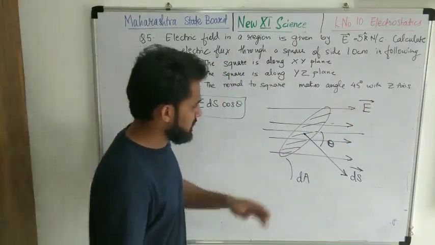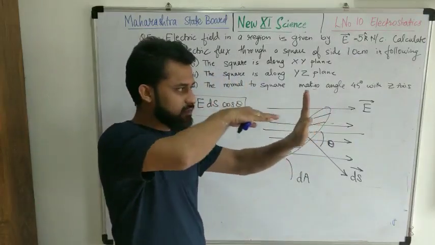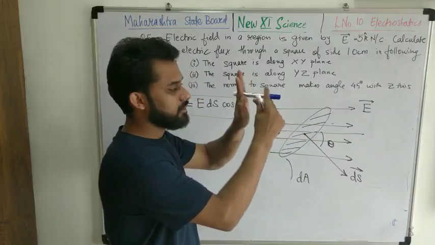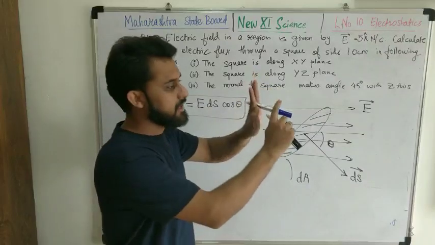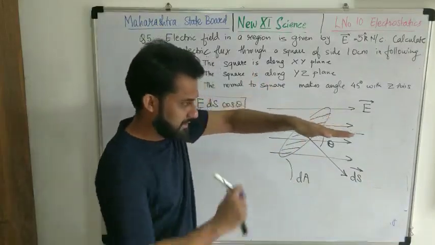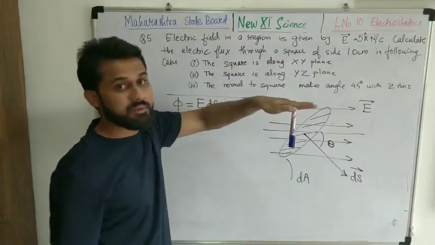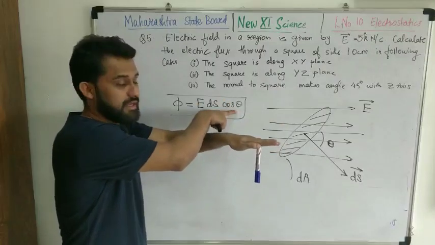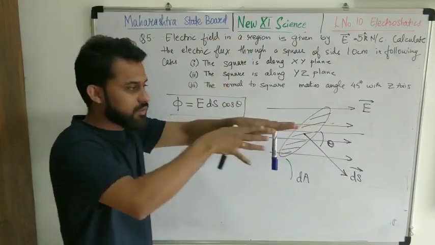So if the area vector is perpendicular to the area, passing right through it, then the area vector and electric field will be parallel. If the whole area is parallel to the field, then the area vector will be perpendicular. And when the area vector is perpendicular, cos of 90 is 0, so obviously not even a single line will pass through that area. All the lines are going parallel.